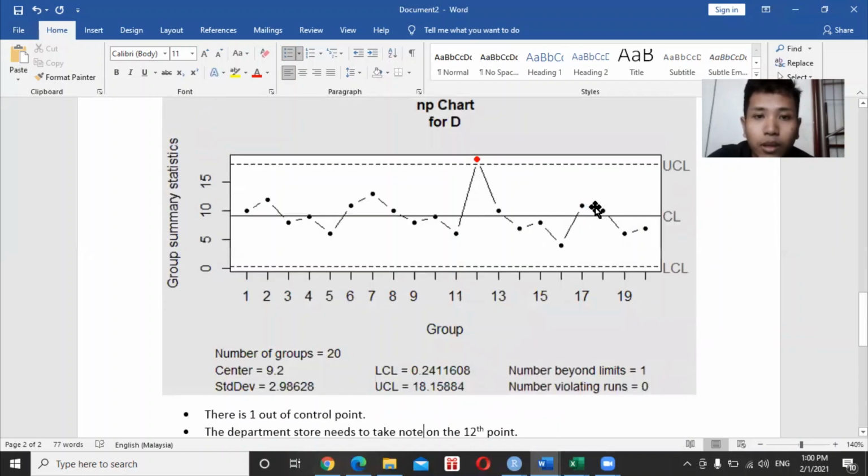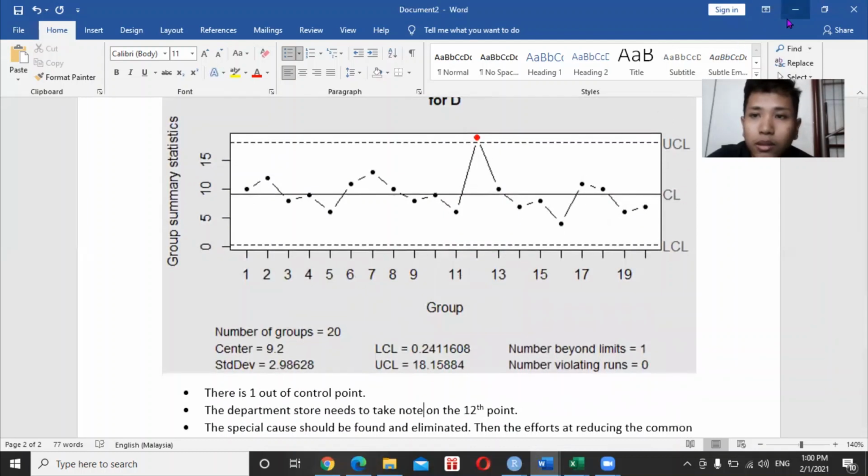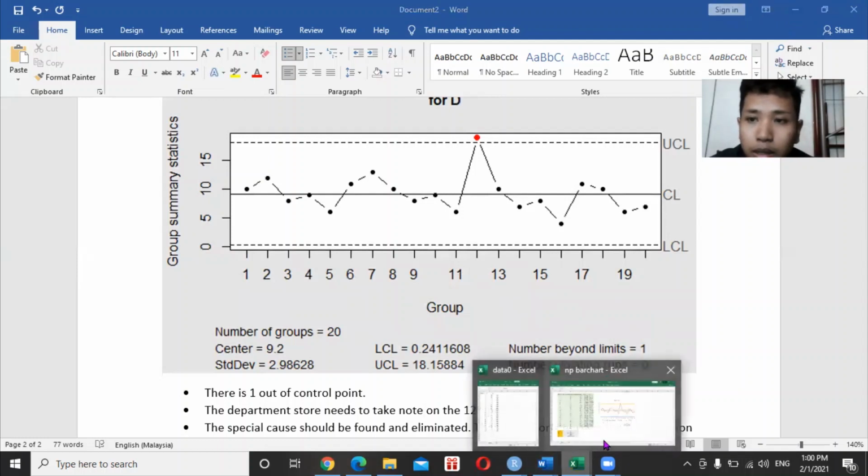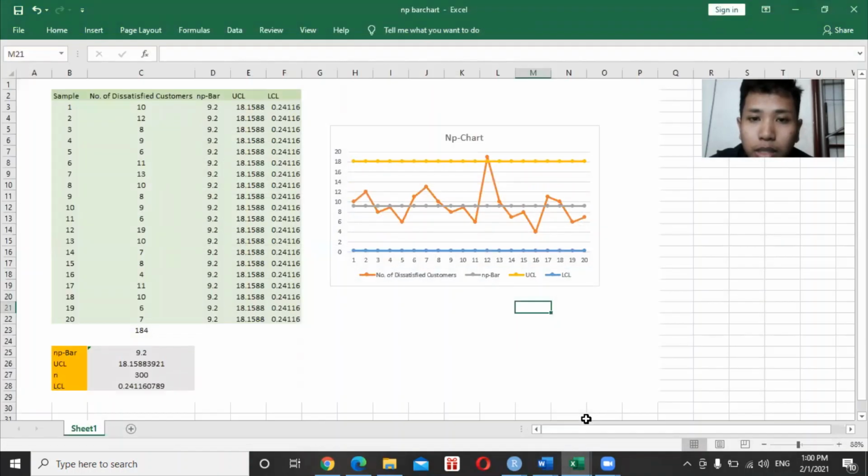Okay, so this is it. The NP chart in RStudio. Now I'm going to show you the NP chart that I've done in Excel. It is just the same thing as in RStudio, but the way to do it is different.